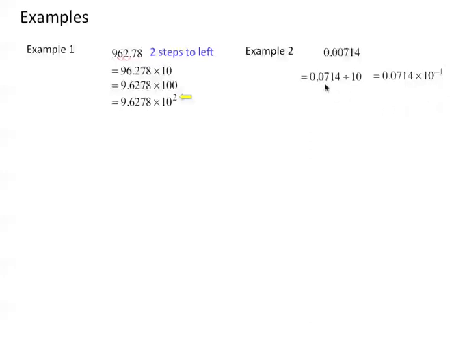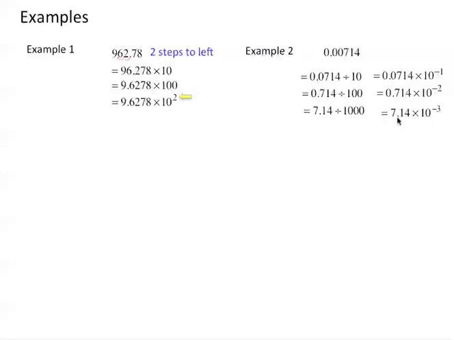If I could rewrite 0.00714 as 0.0714 divided by 10, I can write it as 0.714 divided by 100. Dividing by 100 is the same as multiplying by a hundredth, and a hundredth is 10 to the negative 2. Let's go one more step. Now we have 7.14 divided by 1,000 is the same as this number. Dividing by 1,000 is multiplying by a thousandth, so we have 7.14 times 10 to the negative 3. And this is scientific notation.